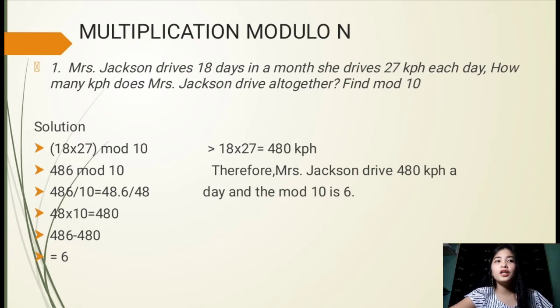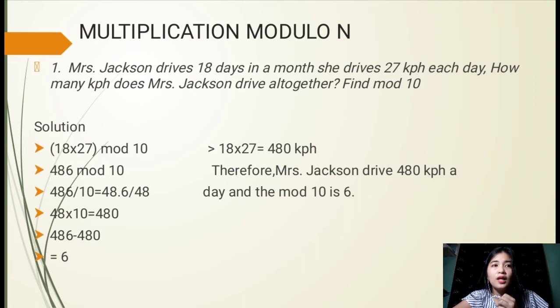So here, the given numbers were 18 and 27, and we will find mod 10. So 18 is multiplied by 27. The result is 486. Let's just copy the mod 10.